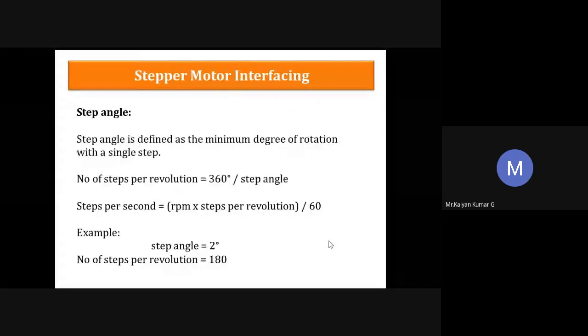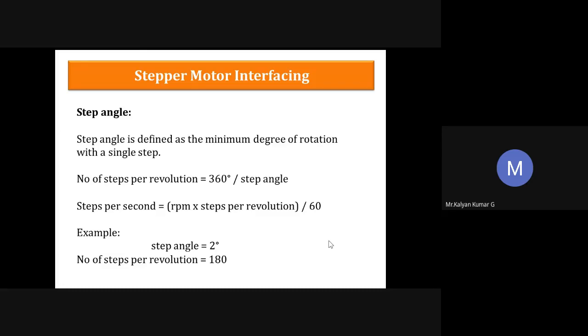I think before that we have something, the step angle, and there is a way to calculate your step angle. Step angle, as I said previously, is the minimum rotation within a single step, which means for a given pulse your stepper motor rotates, and that minimum rotation is called the step angle. The number of steps per revolution is 360 divided by the step angle. Suppose I take 2 degrees, 360 by 2, I'll get 180 steps for one revolution.